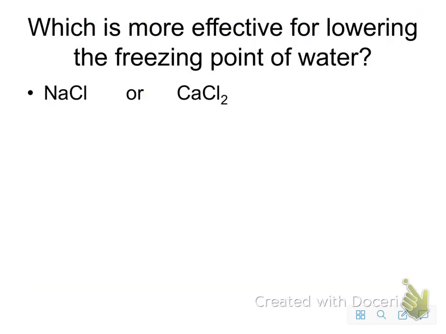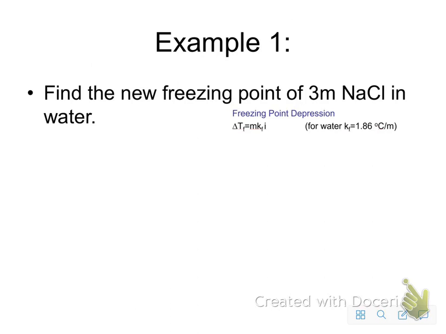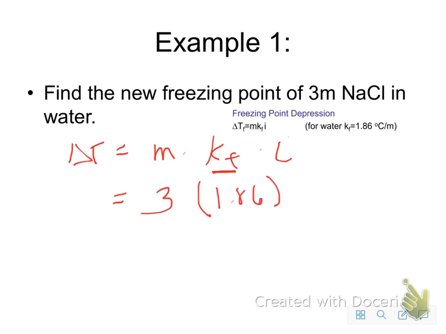So let's take a look at a specific problem. This is a typical kind of question you might get. What's more effective at lowering the freezing temperature? And the answer is going to be calcium chloride because it's twice as many particles. So if I had to find the new freezing point of 3 molal sodium chloride, what I know is the change in temperature is molality times the K sub F times i. This is just a freezing constant. Okay, so my molality is 3, my K is 1.86, and my i, or number of particles, is going to be 2, which is what the sodium chloride dissociates into. And if I multiply that out, I get 11.16 degrees.